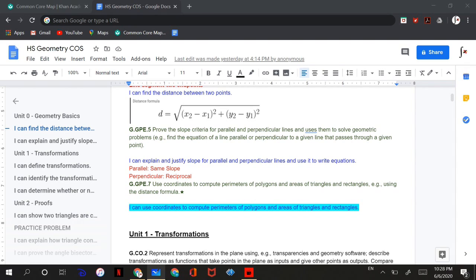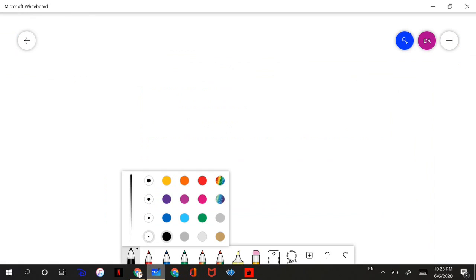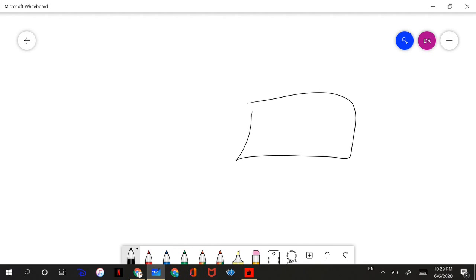Let's go to areas of rectangles. Let's say you have this rectangle. Actually, let's do (1, 1) to keep this simple. And let's name this (1, 4). And then this (2, 1). And let's do (2, 4).